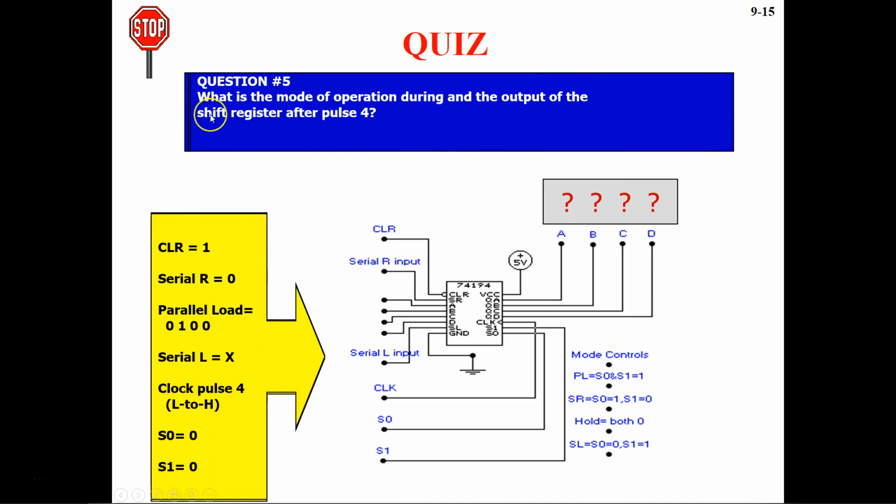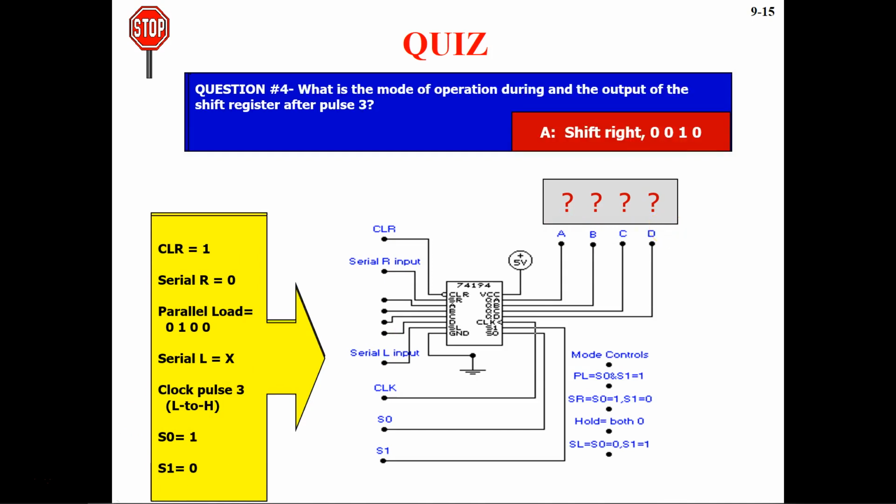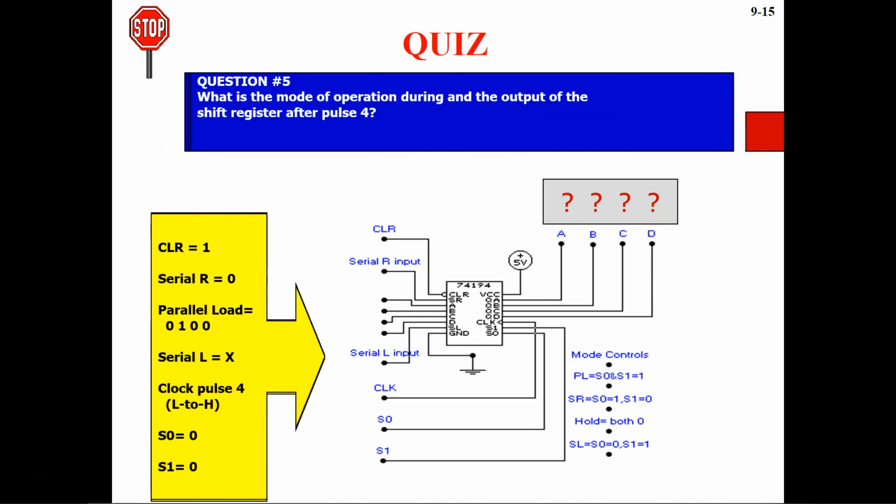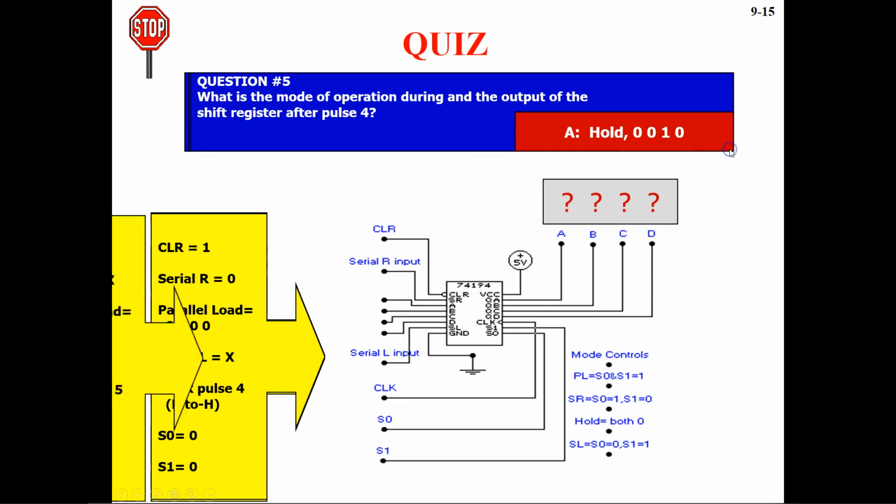Now quickly see this one, what is the mode of operation? In this case, S0, S1 are 0, 0. Both are 0, then it is going to hold the data. Serial R is 1, serial L is X, clock pulse is 4, clear is 1, which means it is deactivated, and this is the hold mode of operation. Whatever data was present at the output previously, it's going to hold that. Previously we had 0, 0, 1, 0, so it is going to hold the data the same, and you will get 0, 0, 1, 0.